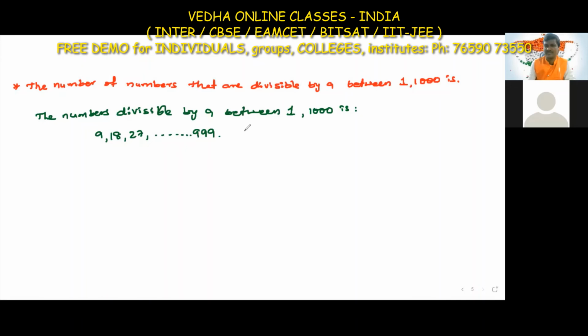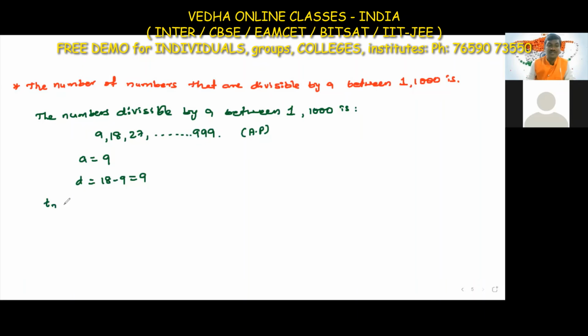In these numbers, this is an AP, an arithmetic progression. We can find the A value here. First term A is equal to 9, and the difference D is the second term minus the first term, 18 minus 9, which is equal to 9. What is the nth term? We don't know that value. How many numbers are there? We don't know that, but we know the last term.